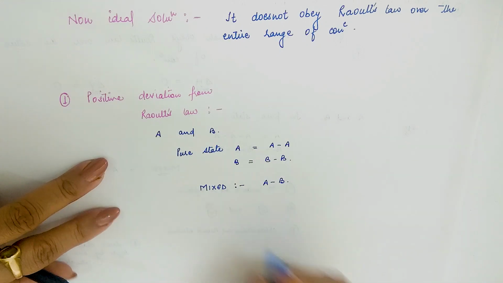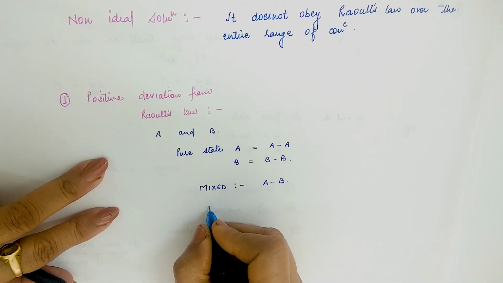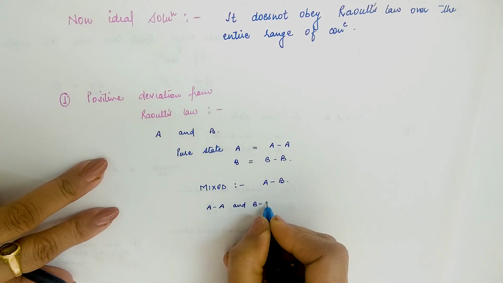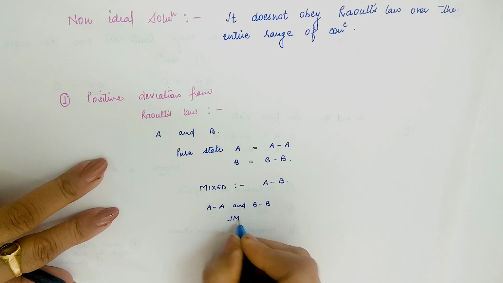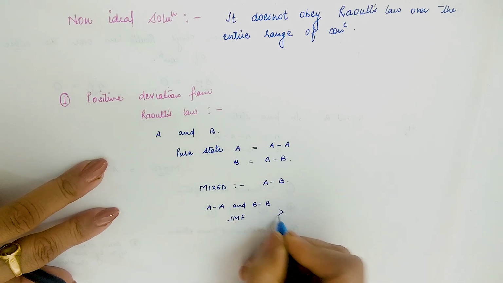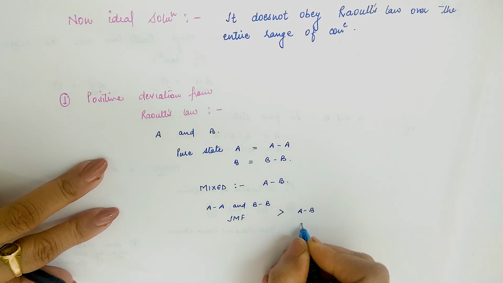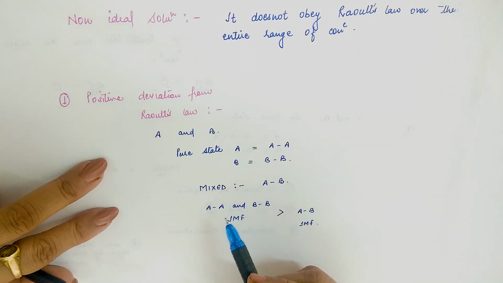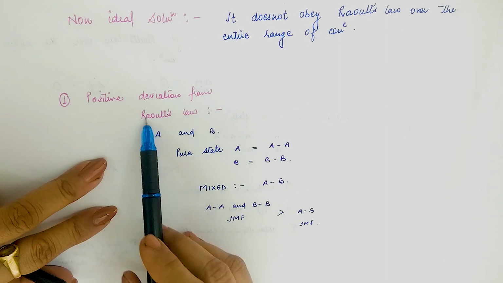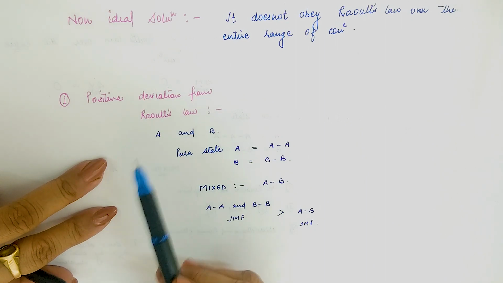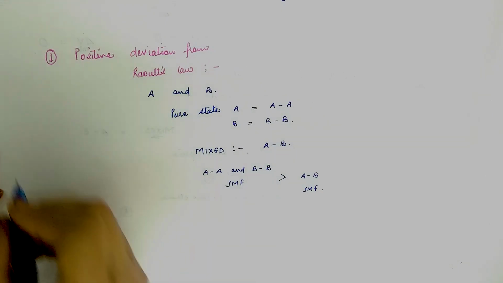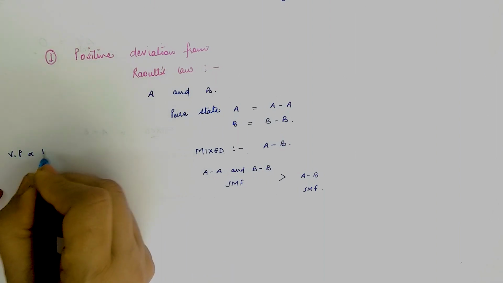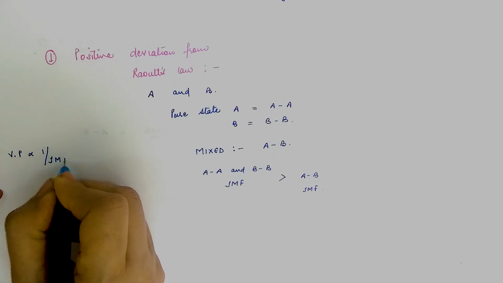Okay, so what will happen when AA and BB intermolecular forces are greater than AB intermolecular forces? They will show which deviation? Positive deviation from Raoult's law, meaning the vapor pressure is high. Already you know one thing, children, we have talked about it. The vapor pressure is inversely proportional to intermolecular forces.